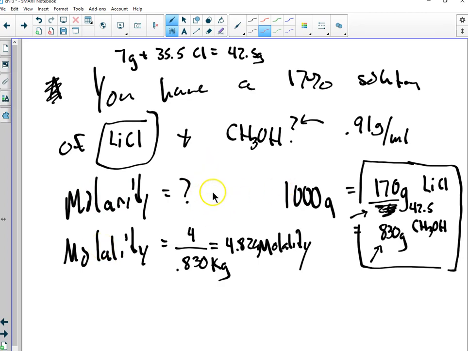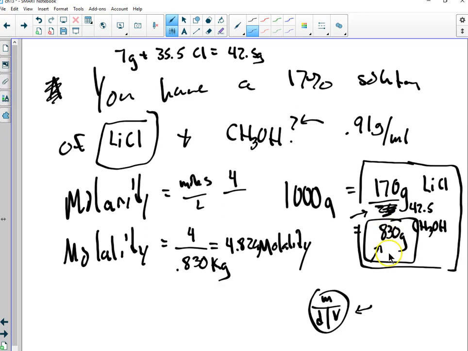All right, so let's come now to molarity. Molarity is moles per liter. I still have moles as 4, but I don't know my volume. I only know my mass. But I gave you the density, right? If you recall, density is equal to mass over volume. So what's my volume equal to? Volume is equal to mass over density. So what's my mass?